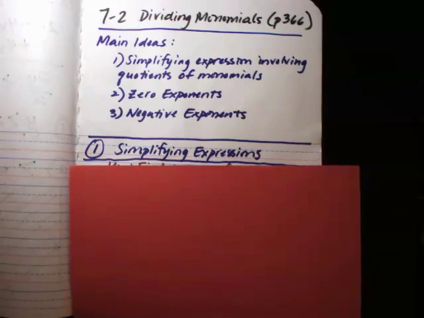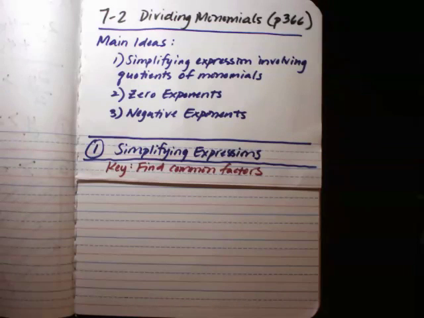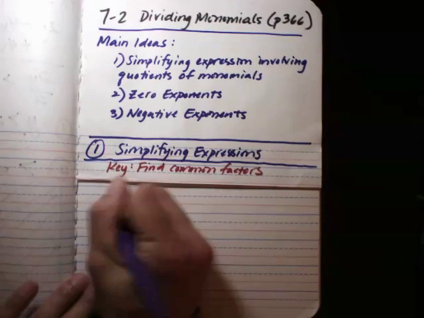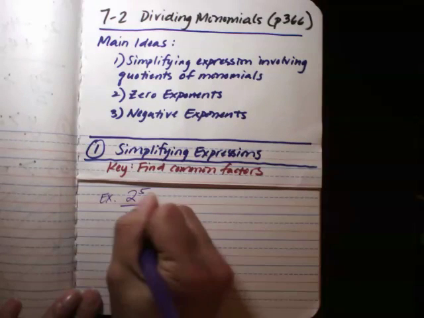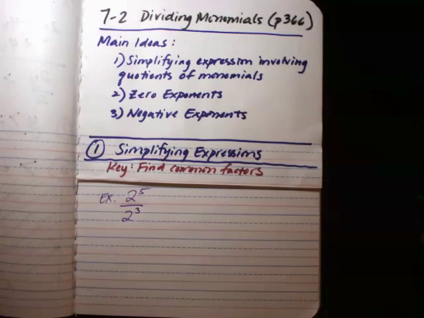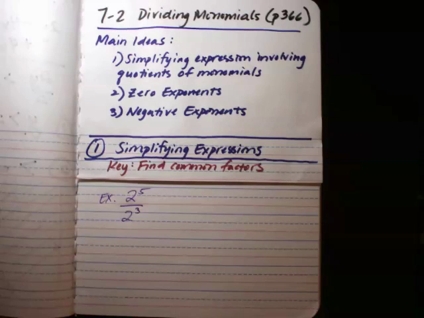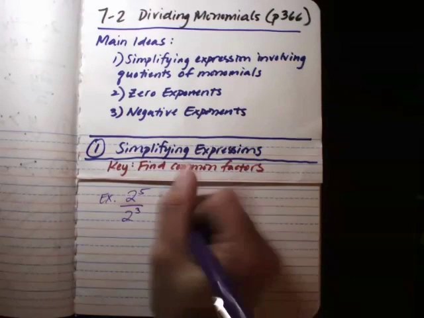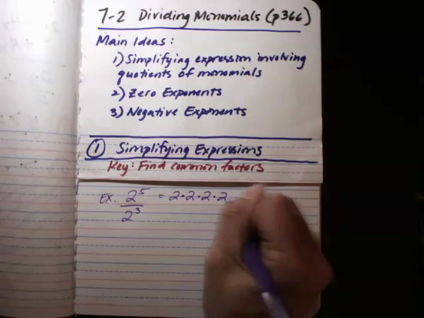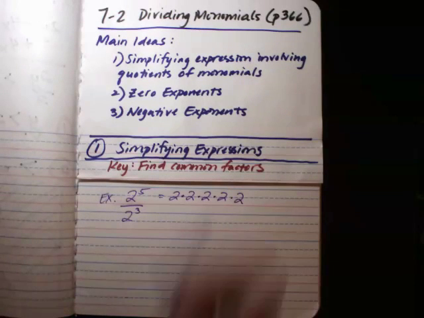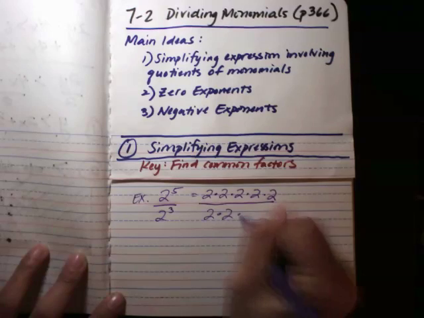So to start off with simplifying expressions, I think the main thing that you need to remember is that you need to find some common factors. Okay, so we'll start off with an example. Let us try 2 to the 5th divided by 2 to the 3rd. Factors are numbers that you multiply together to make up the product. If you have 2 to the 5th, you would actually be multiplying together 2 times 2 times 2 times 2 times 2, 5 times. And 2 to the 3rd would look like 2 times 2 times 2.